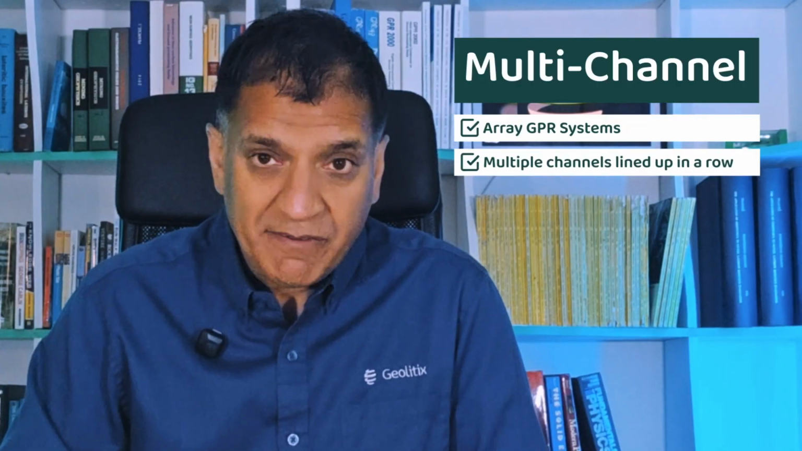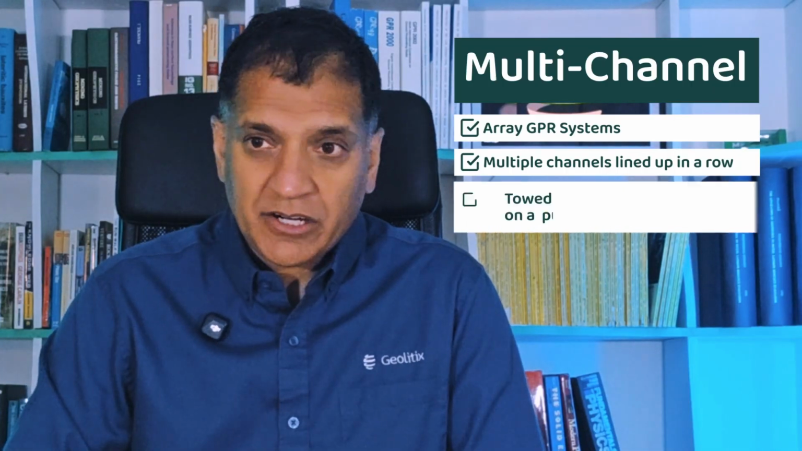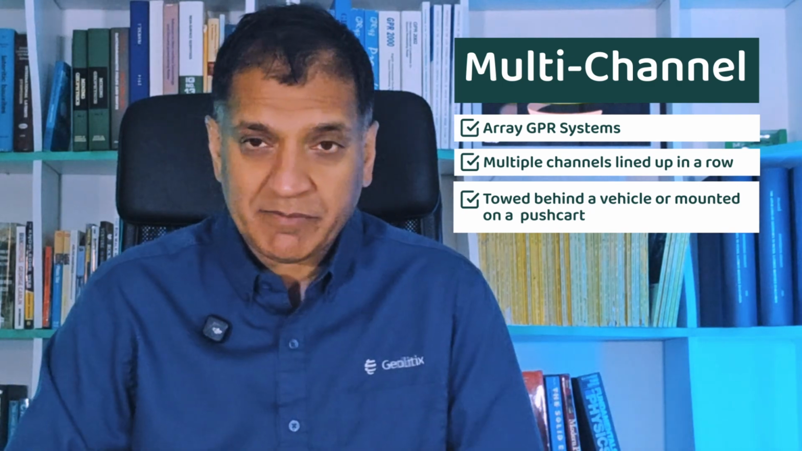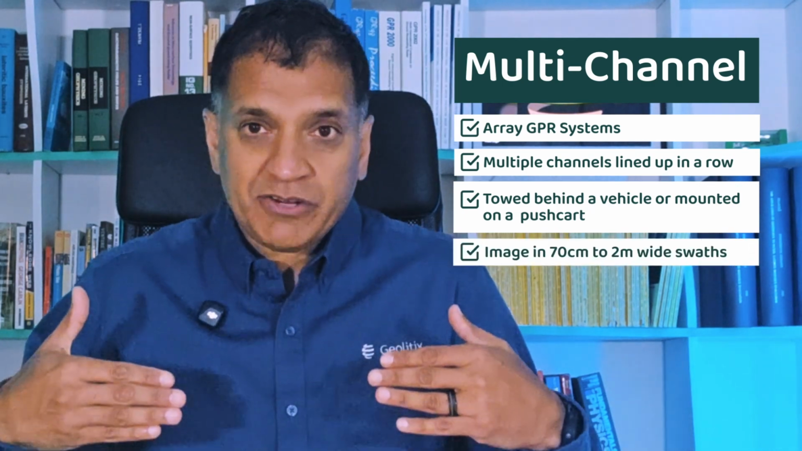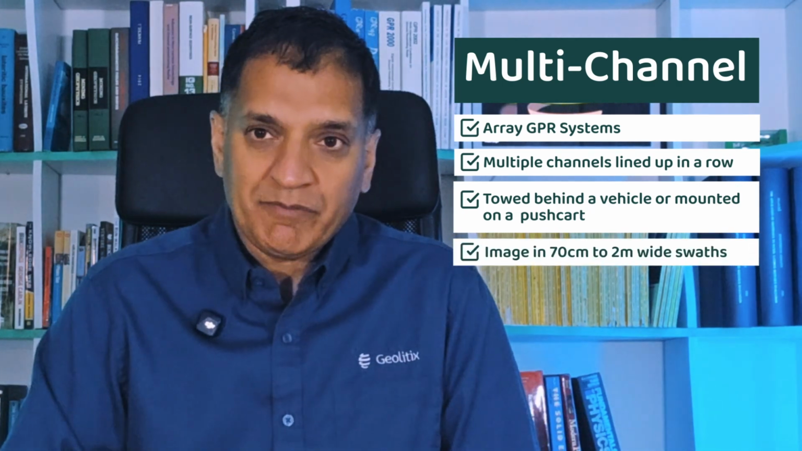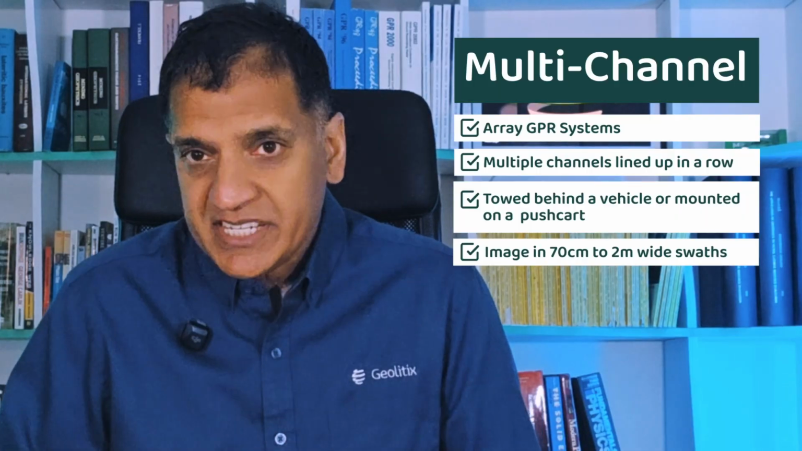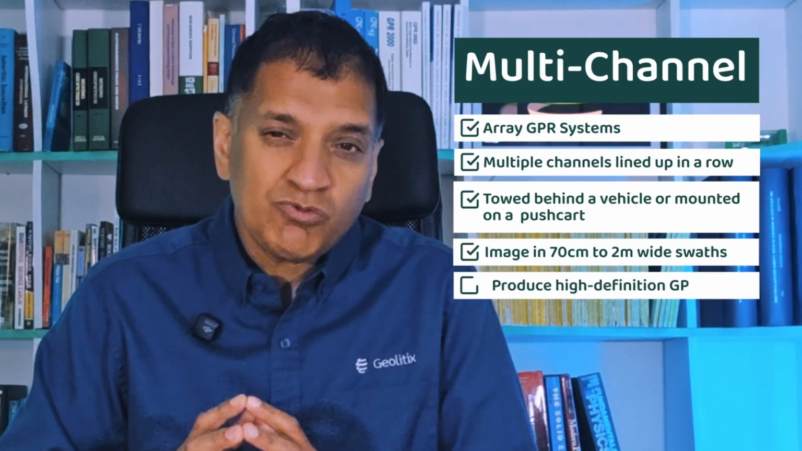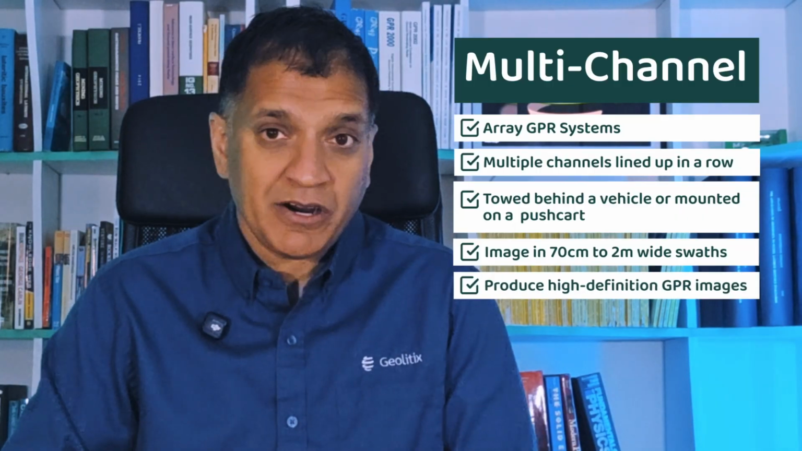So just to make sure we're all on the same page, multi-channel or array GPR systems are ones that'll have 4, 8, 32, sometimes up to 50 channels that are all lined up in a row and are usually towed behind a vehicle or on some sort of large pushcart system. And they essentially image in very high resolution swaths that are anything from 70 centimeters up to about 2 meters wide. And they produce exquisitely high definition GPR images.